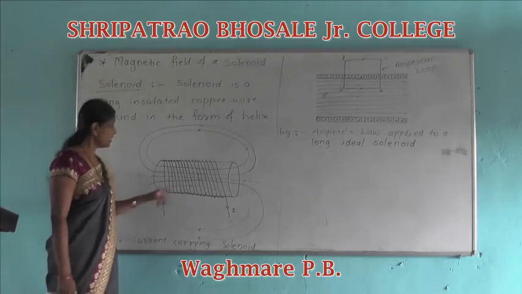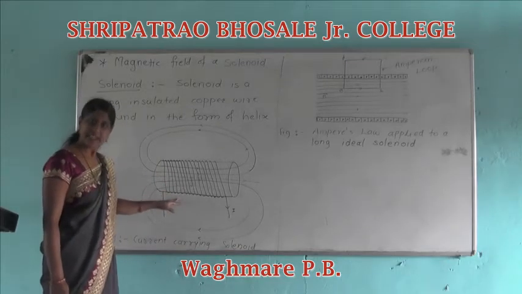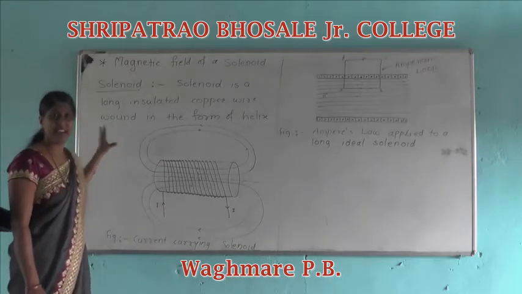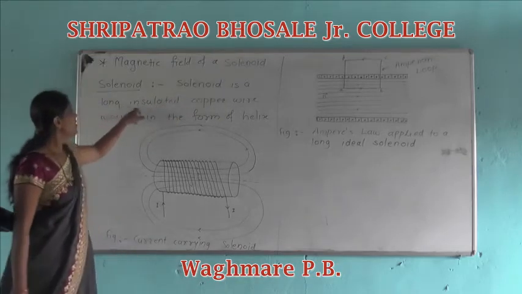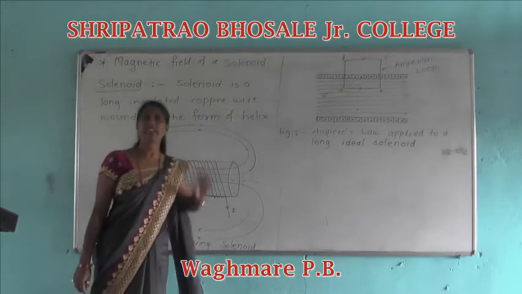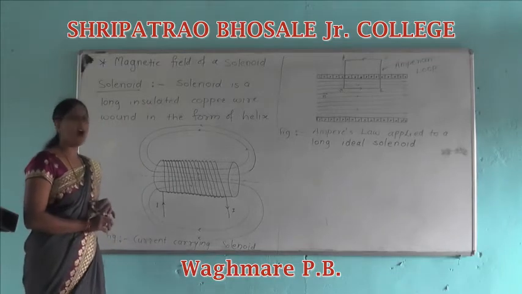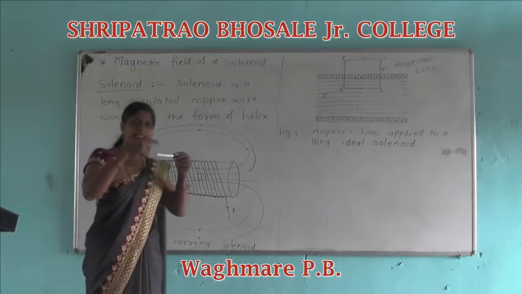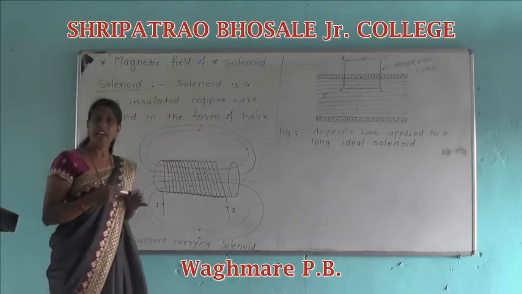I is the current passing through the solenoid. This figure was already discussed in 11th class. So, the solenoid is a device. A solenoid is a long insulated copper wire wound in the form of a helix. It is the copper wire, and this copper wire is wound in the form of a helix.